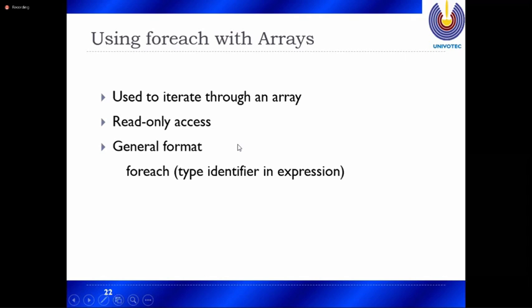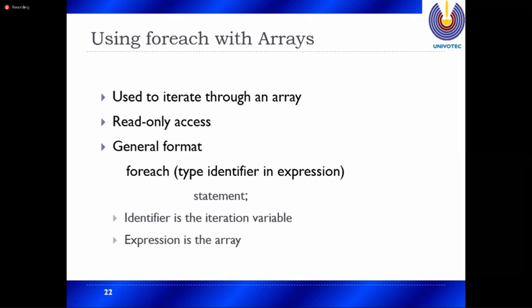But we don't know how many elements the array has. If you use foreach, this is the type: what is the type of the array in 'identifier in expression'? Then you can see the statement. The identifier is the iteration variable, and the expression is the array. The type should match the array type.